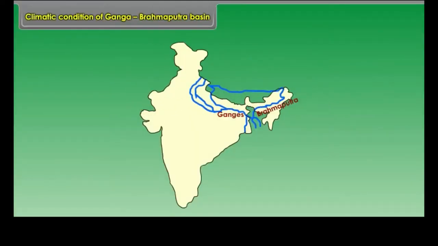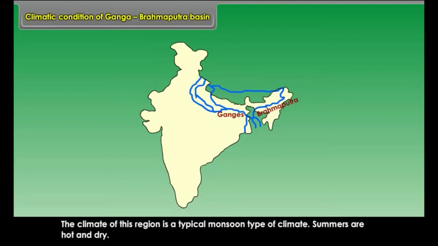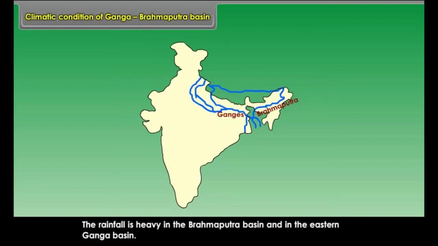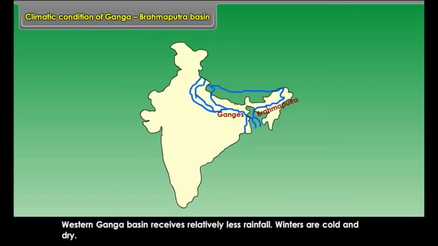Climatic condition of Ganga-Brahmaputra Basin. The climate of this region is a typical monsoon type of climate. Summers are hot and dry. The rainfall is heavy in the Brahmaputra Basin and in the eastern Ganga Basin. Western Ganga Basin receives relatively less rainfall. Winters are cold and dry.